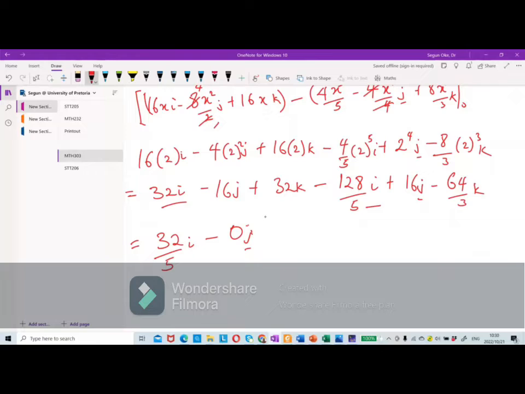32 minus 64 divided by 3. That is plus 32 over 3 k. Yes. Right? Okay. Yes. So I want you to check the integration, so see whether we are missing anything or not.